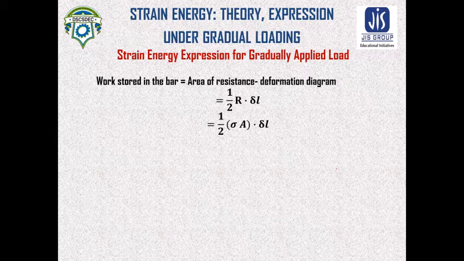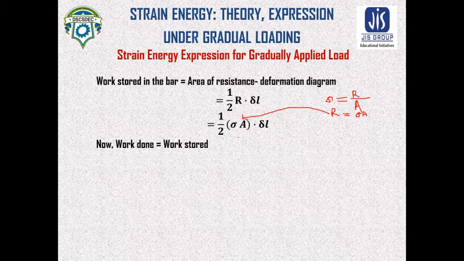Now we know R, the resistance, can be written as sigma into A. Why can the resistance be written as sigma into A? Because remember the definition of stress: sigma is equal to internal resistance R per unit area. So from that we can write R is equal to sigma into A. Putting R equal to sigma into A here, we get the work stored in the bar is half into sigma into A into del L.